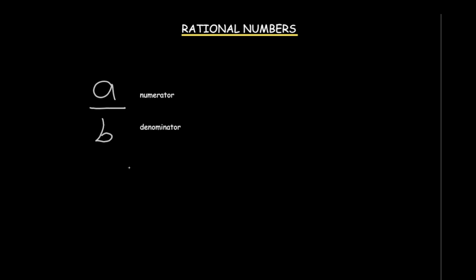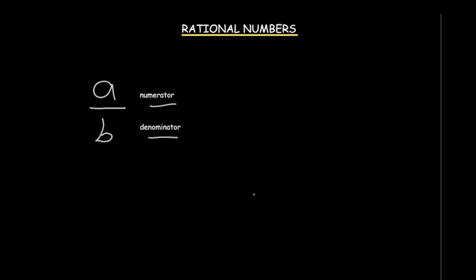And if we wanted a more formal explanation, it would be that any number that you can express as a over b would be a rational number. So we call a, the top number, the numerator, and the bottom number, the denominator. So you can just memorize it as numerator over denominator.